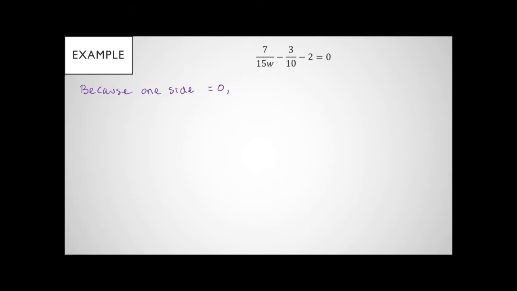So because one side is equal to 0, the best technique is to immediately multiply both sides by the common denominator.